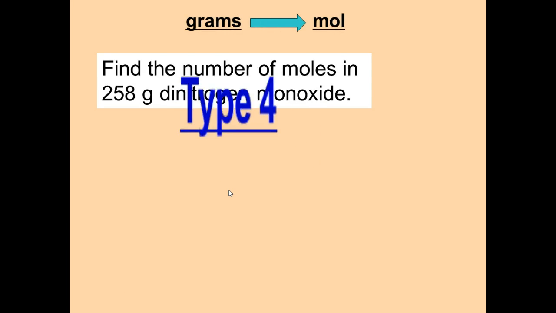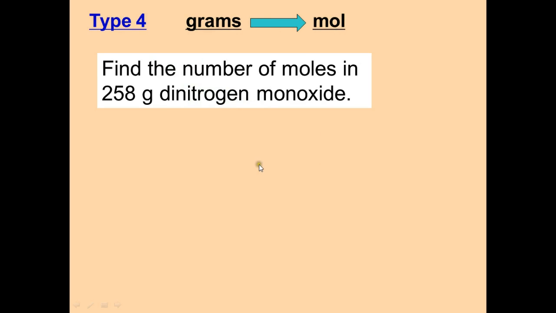I have one more problem. It's the same type of problem. Find the number of moles in 258 grams of dinitrogen monoxide. In this problem, they don't give us the chemical formula, but we can figure it out. If you remember your Latin and Greek prefixes, di means two. So dinitrogen would mean two nitrogen, and mono is one, like a monorail, just one track. So monoxide is one oxygen, so it's N2O.